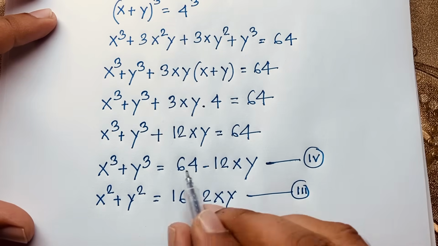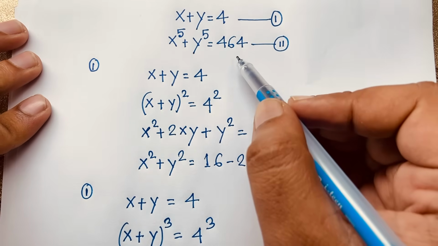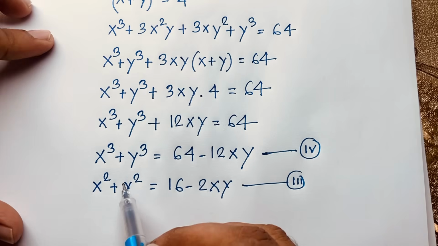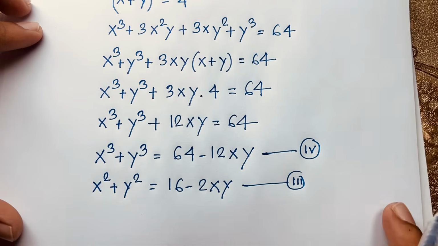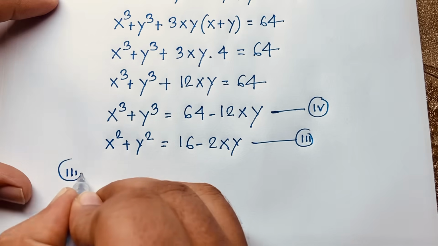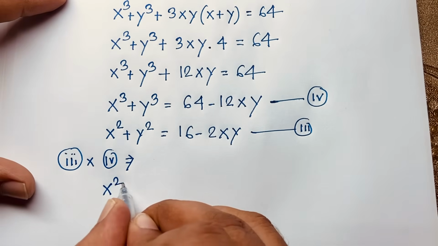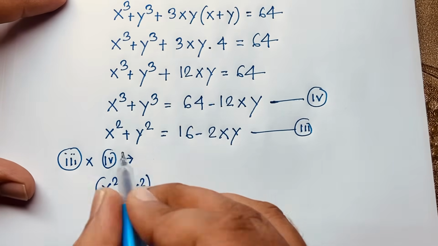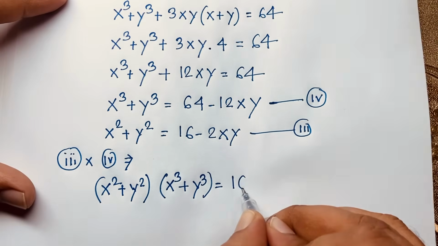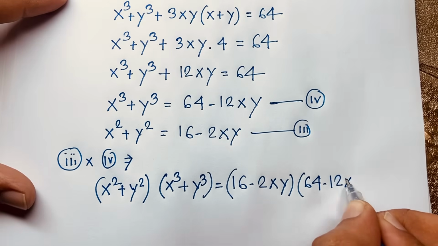So we have two equations here, but our second equation is x to the power 5 plus y to the power 5 is equal to 464. If I multiply the third equation and the fourth equation, we'll find the product with x to the power 5 and y to the power 5, because 3 plus 2 is 5. So at this moment we'll multiply our third equation times our fourth equation: (x squared plus y squared) times (x to the power 3 plus y to the power 3) is equal to (16 minus 2xy) times (64 minus 12xy).